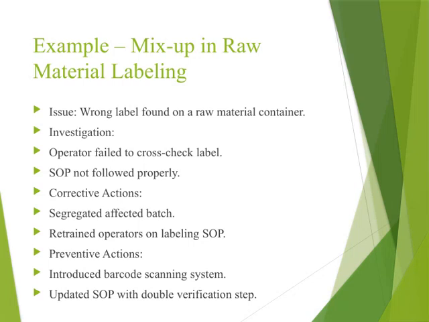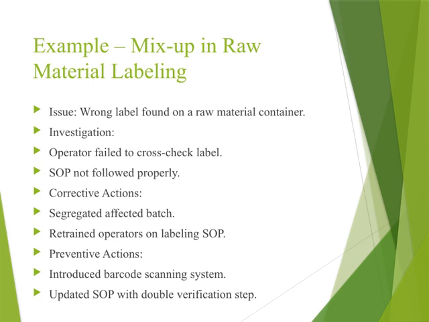Let's look at an example of a mix-up in raw material labeling. The issue here was that a wrong label was found on a raw material container, which could potentially lead to serious quality issues. In our investigation, we found that the operator did not cross-check the label before using the material.